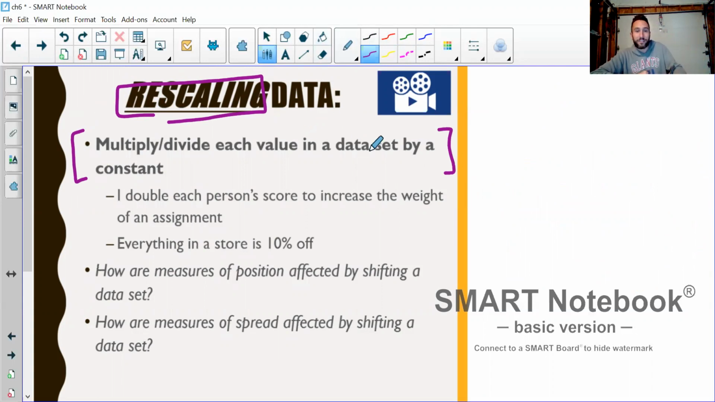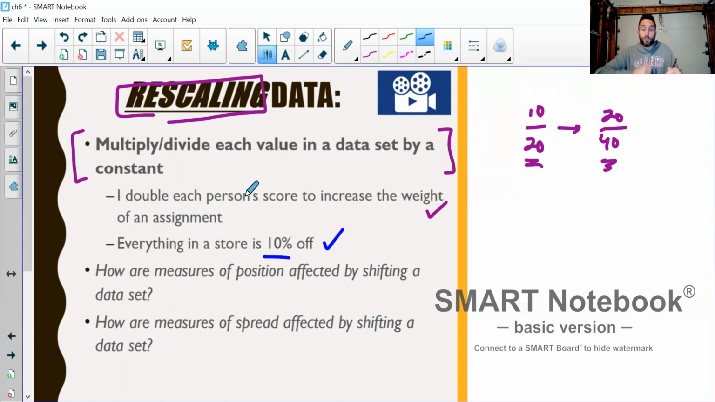Maybe I double each person's score on an assignment. Not make it go from a 50% to 100%, but maybe you got a 10 out of 20, and maybe I double everything to make the total points more heavily weighted. That happens, I do that fairly often. Or another realistic example is maybe a store is having a sale. They're probably not just going to give you $5 off of everything. That's going to be based on a percentage, so maybe they take 10% off of everything. So rescaling, multiplying or dividing each value in a data set by a constant.